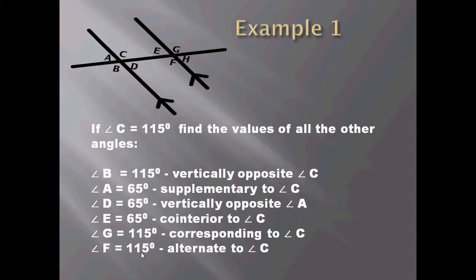Angle F is 115 because it's alternate to angle C, both inside the parallel lines on opposite sides of the transversal. Remember that was what alternate angles were, and they're equal, girls. Angle H equals 65 degrees because it's corresponding to D. Matching corners.